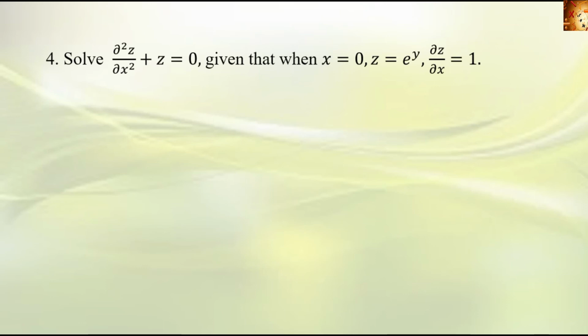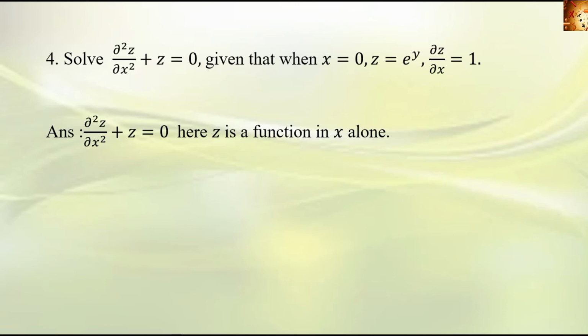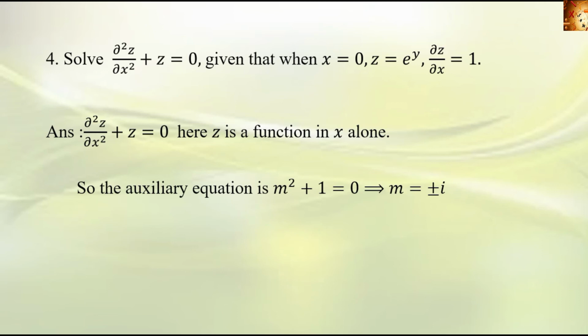Next problem, solve dou square z by dou x square plus z equal to 0. Given that when x equal to 0, z equal to e raised to y and dou z by dou x equal to 1. This is the equation. Here z is a function in x alone. So we are approaching this problem in a different way. Here we are solving this equation like ordinary differential equations.